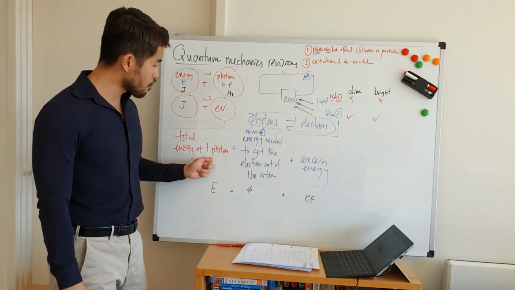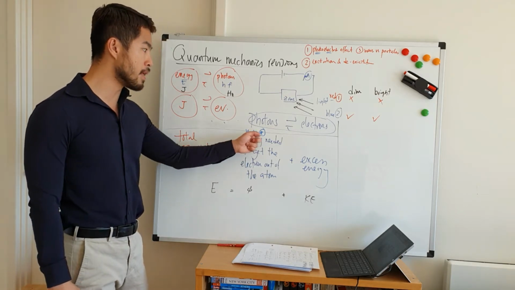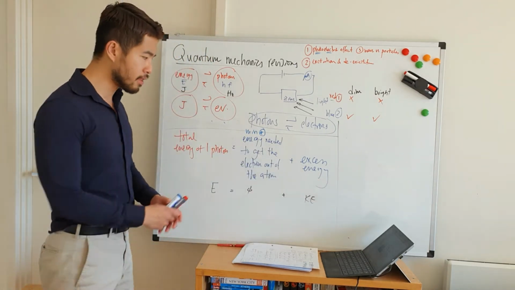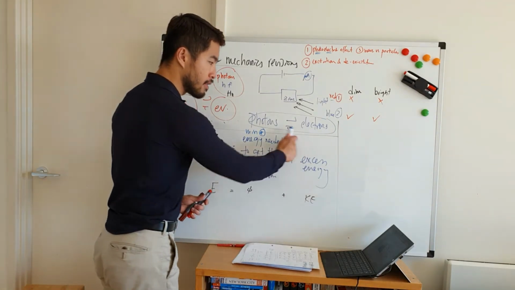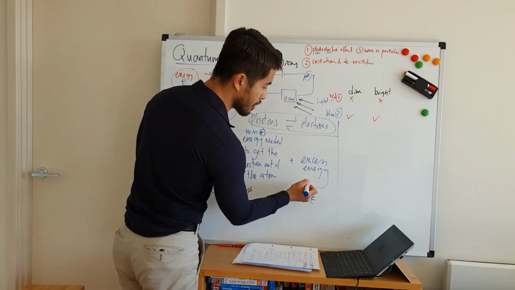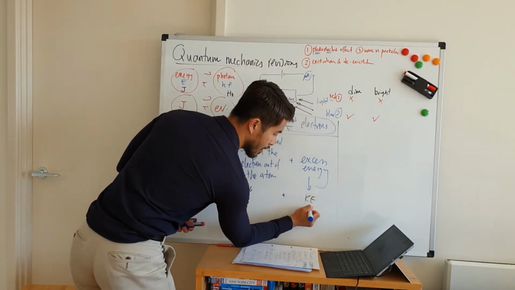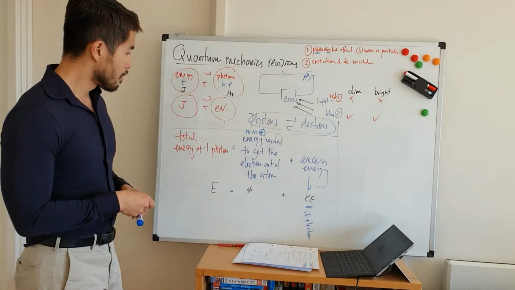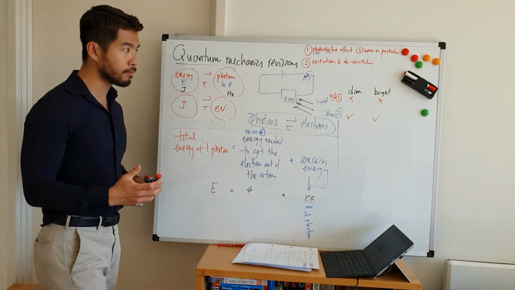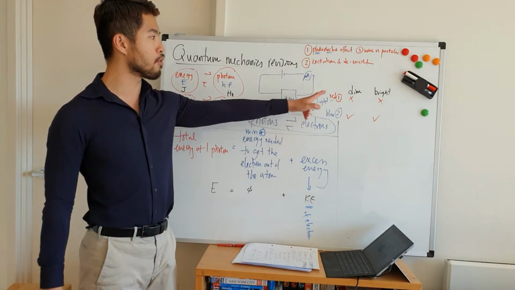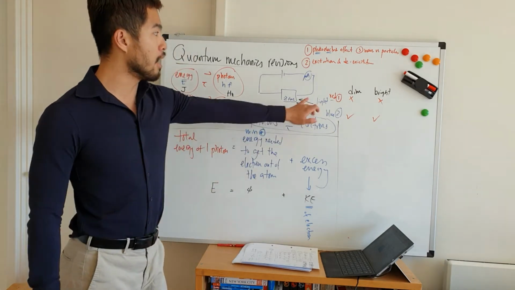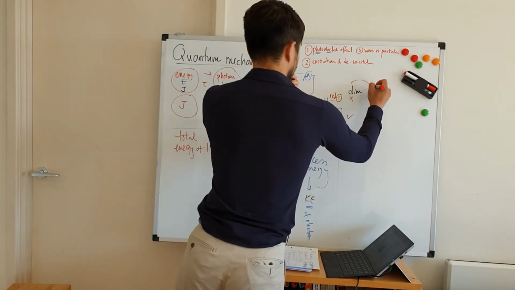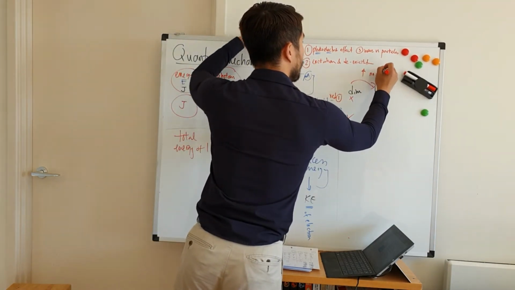But the total energy of 1 photon equals the minimum energy needed to get the electron out of the atom plus excess energy. What is this excess energy? On this side is the photon, on this side is the electron. Obviously, this excess energy is going to turn into the kinetic energy of the electron. Okay? Total energy of 1 photon. What do we know about red and blue light? Here, when you turn dim to bright, this is increasing the number of photons.